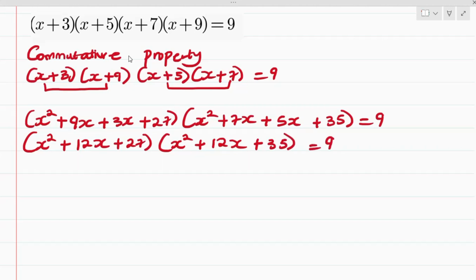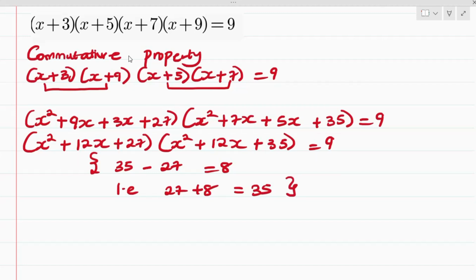Now let's take a look at the difference. If you take a look at the difference between 35 minus 27, we have 8. So we can say 27 plus 8 is equal to 35. Alright, so that is what we want to take a look at. Let's keep this in mind.